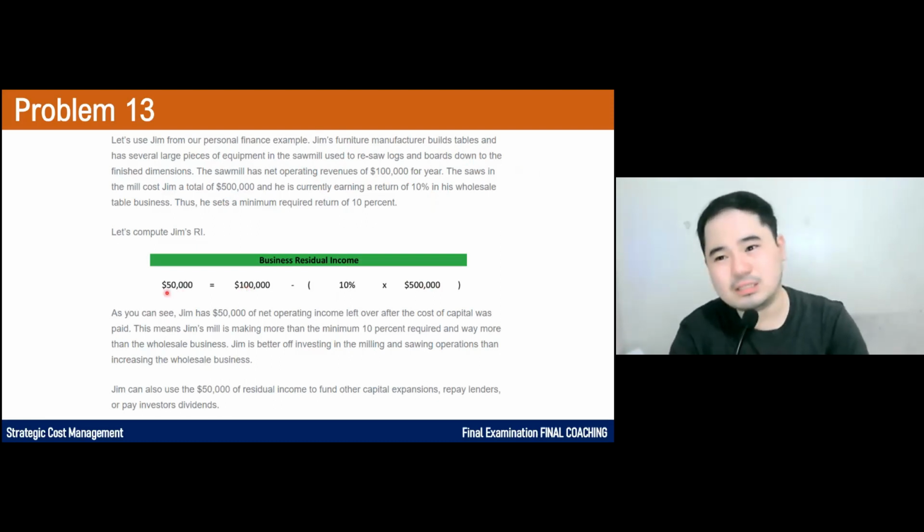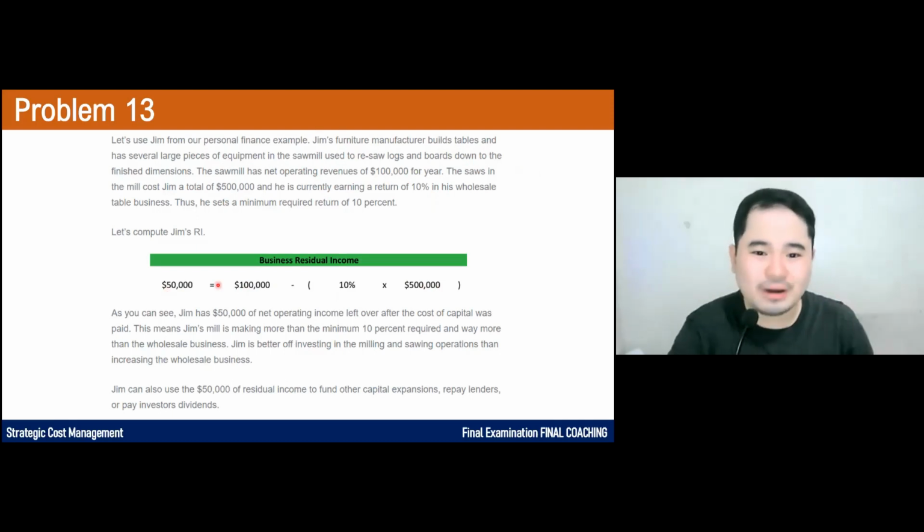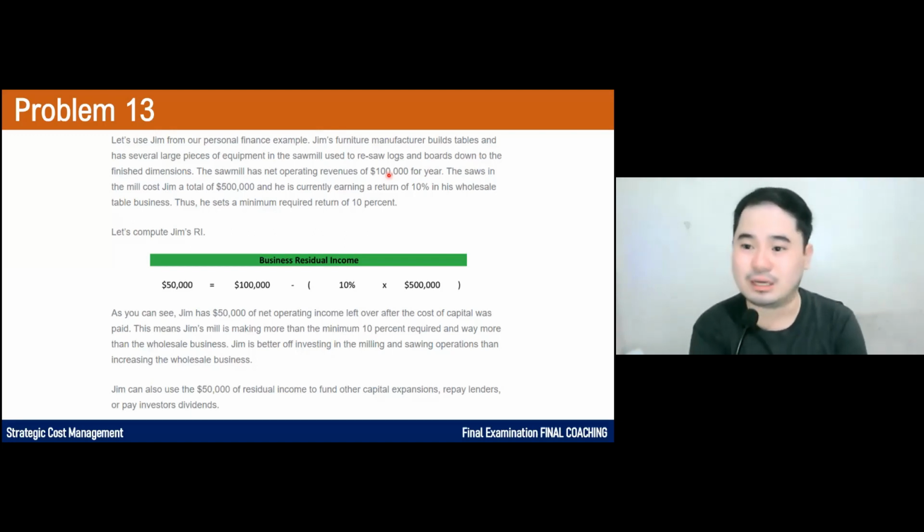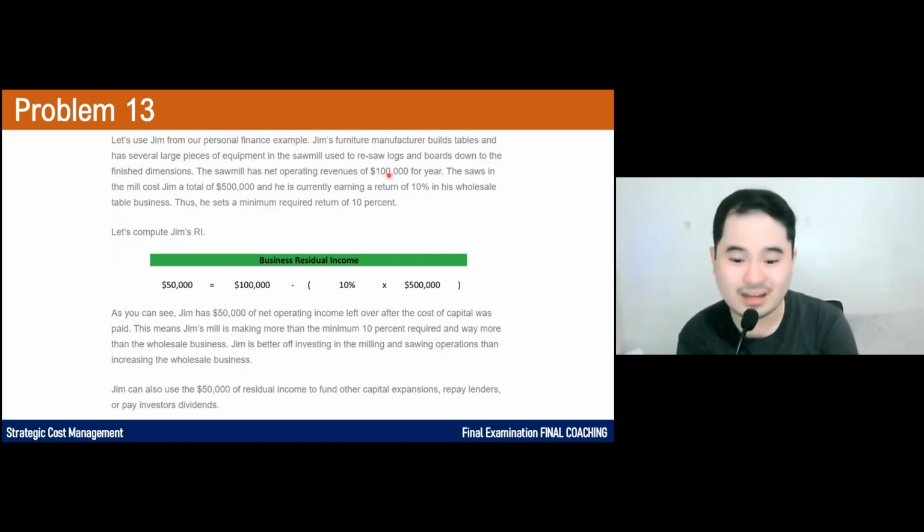Ang mini-measure natin sa residual income, yes, you might have a positive net operating revenue or operating income, but will that be able to cover your required return on investment? Kasi kung hindi, wala siyang sense. Kumita ka lang pero hindi ka umabot dun sa requirement mo. Okay? Dito, favorable kasi ang required mo lang is 50,000, ang kinita mo is 100,000, may residual income ka pang 50,000. So, pwede mo siyang magamit sa ibang bagay. Yan, sinabi dito.